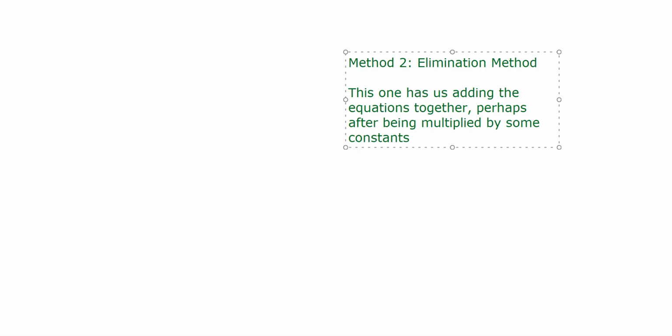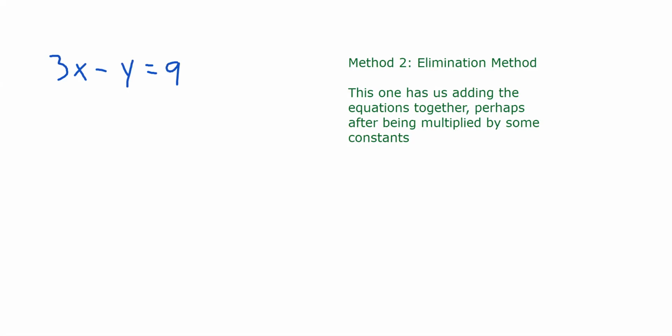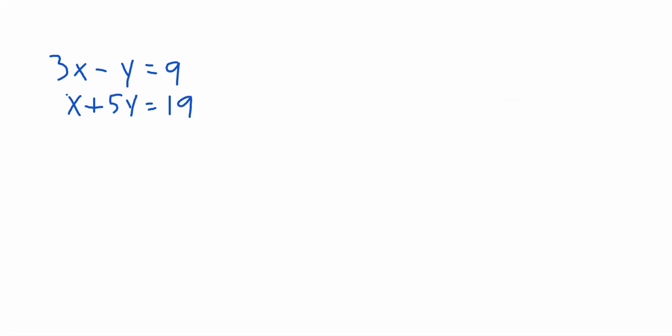Let me find perhaps an interesting one among my notes. 3x minus y equals 9. So this one will look similar to the last thing we just had, but not quite. x plus 5y equals 19. So now we have this system.